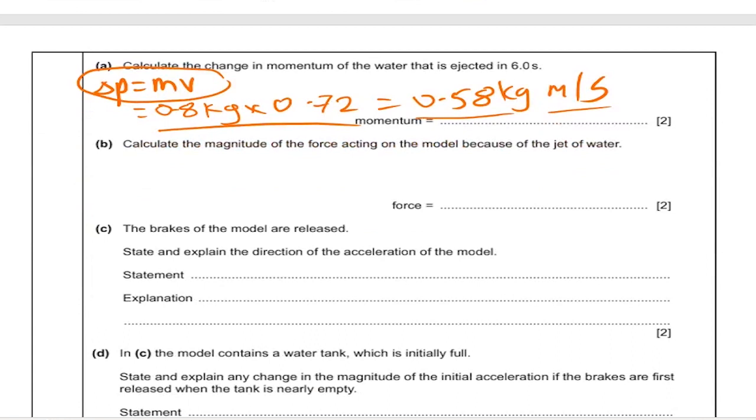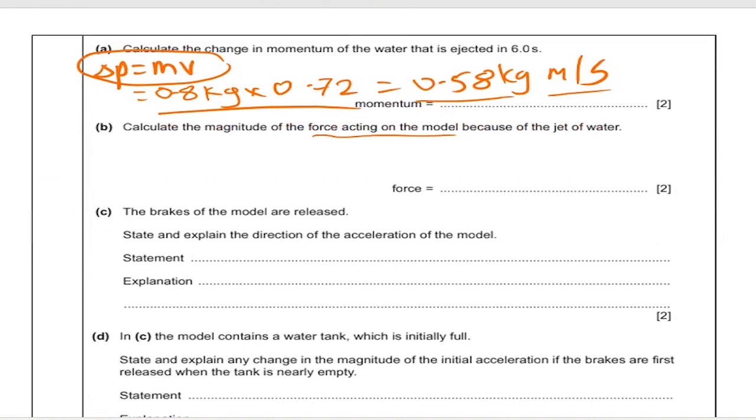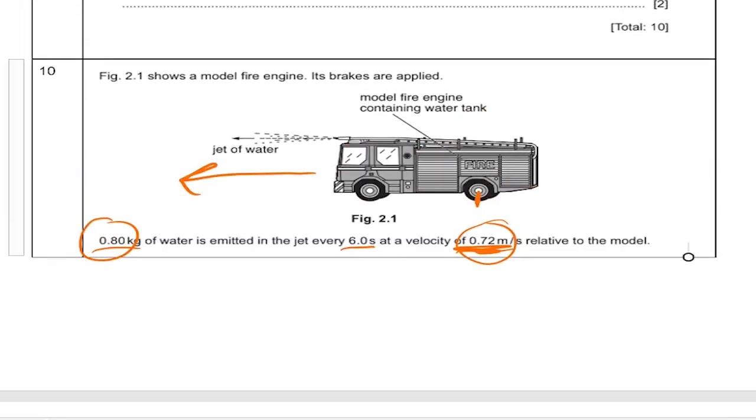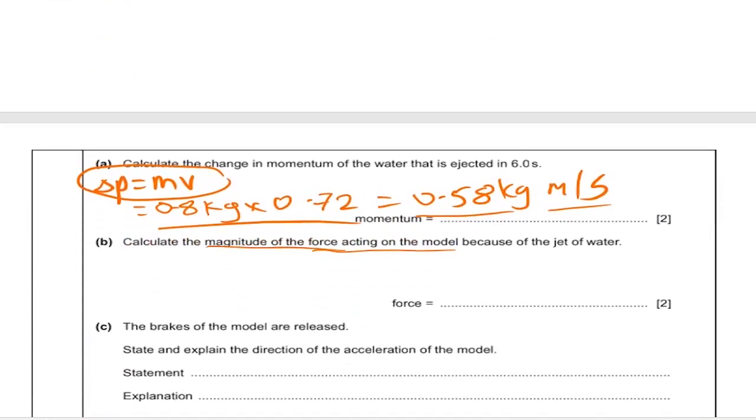For part B, it's saying, what is the magnitude of the force acting on the model because of the water jet? So what this is saying is the force acting on the model. From the model firing the water forwards, there's going to be a reaction force from the water on the model going the opposite direction. To calculate the size of that, we can use what we've calculated in part A. So we know that the force is going to cause a change in momentum on the water, and so we know we're going to get an impulse or a change in momentum.